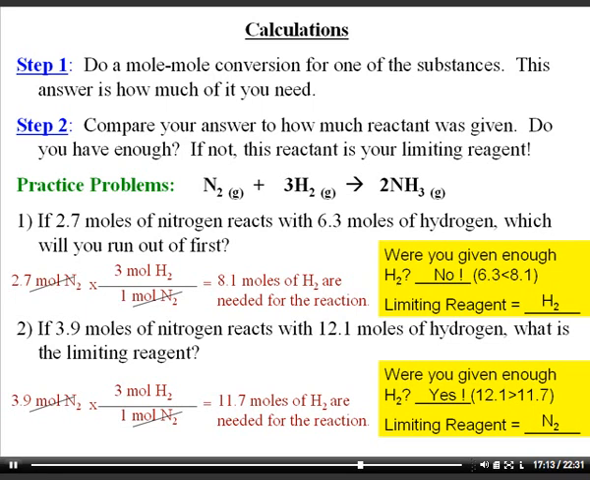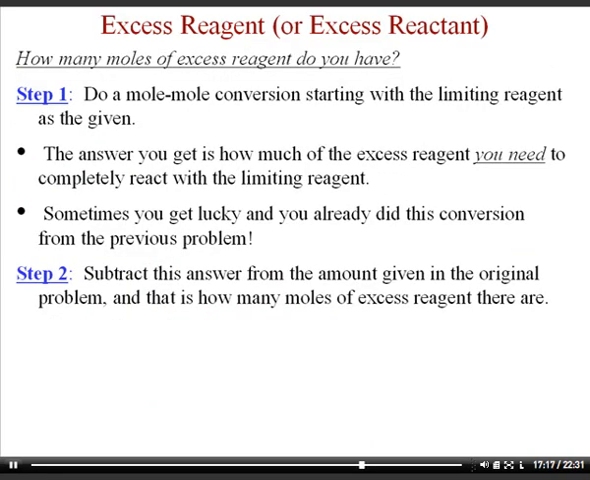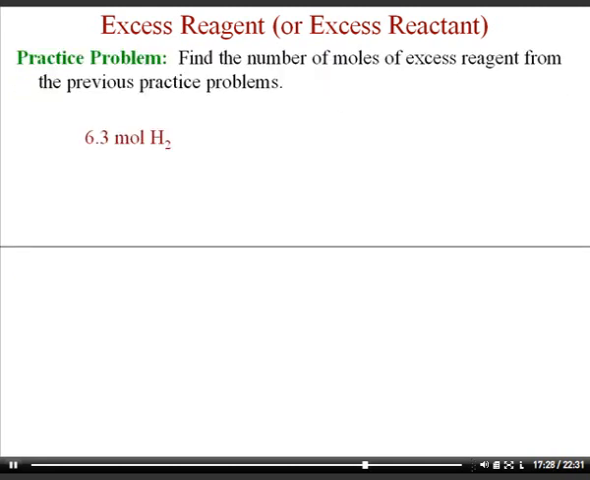We're going to calculate the excess reagent on the next page. So how many moles of excess reagent do we have? What we're going to do is do the conversion problems again, but we're going to start with the limiting reagent as the given. So in the first example, the limiting reagent was the hydrogen. So we have to use 6.3 moles of hydrogen as the given, and we're going to figure out how much nitrogen we really needed. We have some extra nitrogen, so we're going to figure out how much that is.